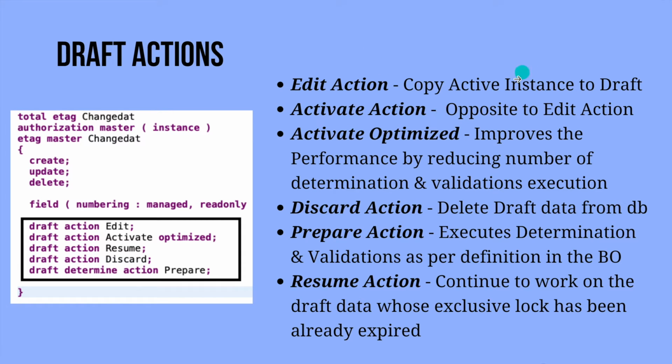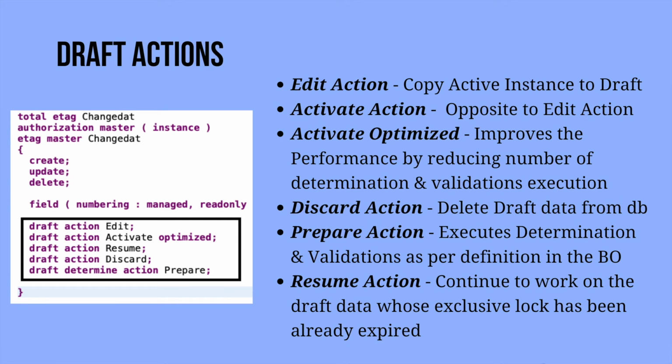The active instance will be copied to the draft instance, right? At the same time, a lock will be enabled for the original instance. Why? Because the user is editing the draft version of the original record, so the original record should not be edited by someone else. That's why we have a durable lock, which we call an exclusive lock.